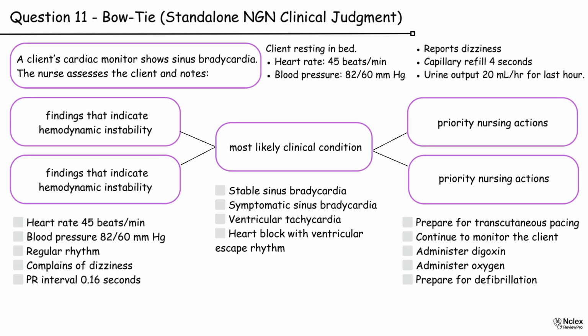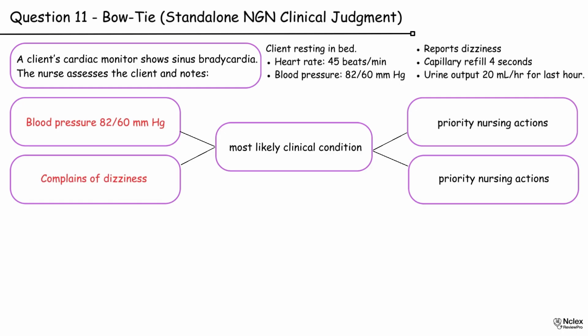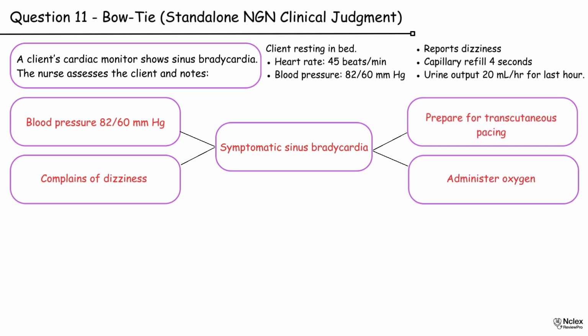Take a moment. Focus on perfusion, not just the number. Pause here if you need to. The 2 findings that indicate instability are blood pressure 82/60 and complaints of dizziness. The most likely condition is symptomatic sinus bradycardia. The priority actions are administer oxygen and prepare for transcutaneous pacing.